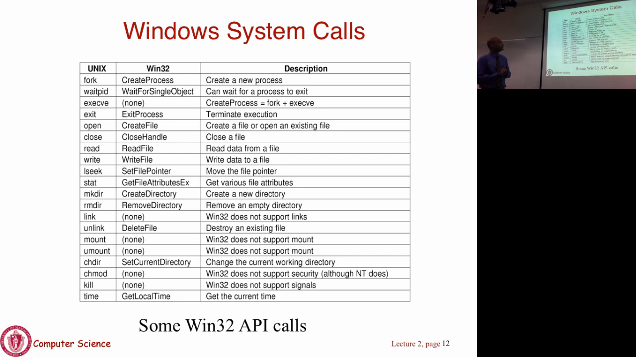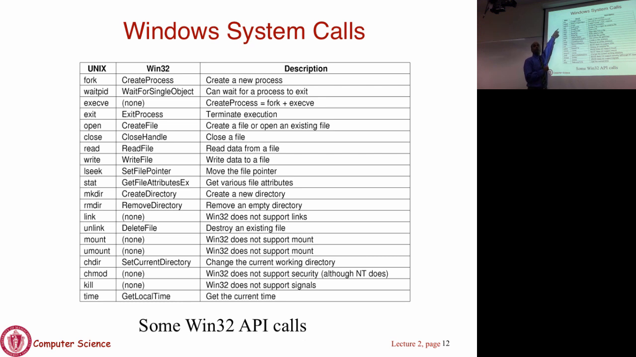Here is a table that shows you multiple columns. This column shows you system calls that Unix supports, any flavor of Unix, whether it's BSD, Linux, doesn't matter. These are the system calls that you have here. These are the equivalent system calls in the Windows world. These are Win32 calls. Yeah, they're also system calls, but on the Windows platform, this is just an explanation of what that is.